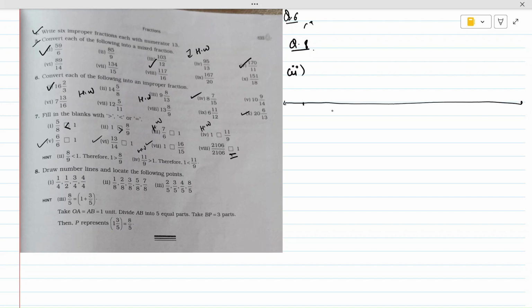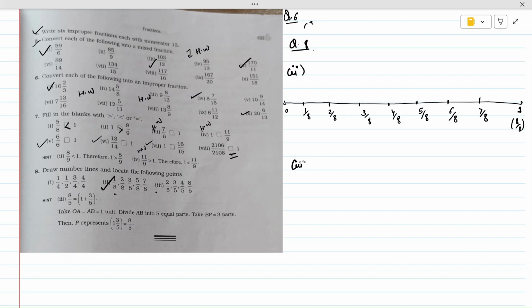So 1 by 8, 2 by 8, 3 by 8, 4 by 8, 5 by 8, 6 by 8, 7 by 8, 8 by 8, that is 1. Starting from 0, now I am marking them: 1 by 8, 2 by 8, 3 by 8, 4 by 8, 5 by 8, 6 by 8, 7 by 8 and 1, which we can also write as 8 by 8. So we have taken a unit length and divided it into fractions. Since we are given 8 in the denominator, we have to make 8 equal parts. Now this is done, and coming to the third part.